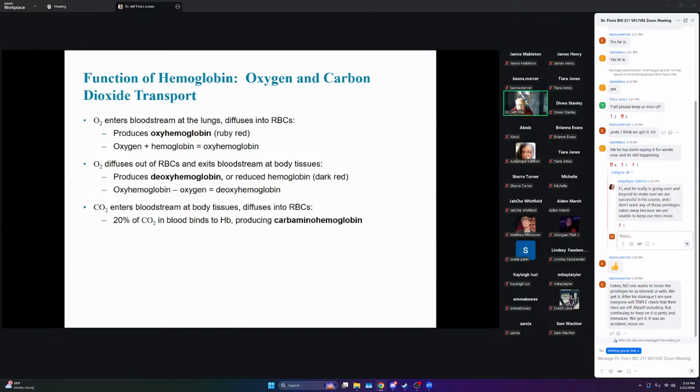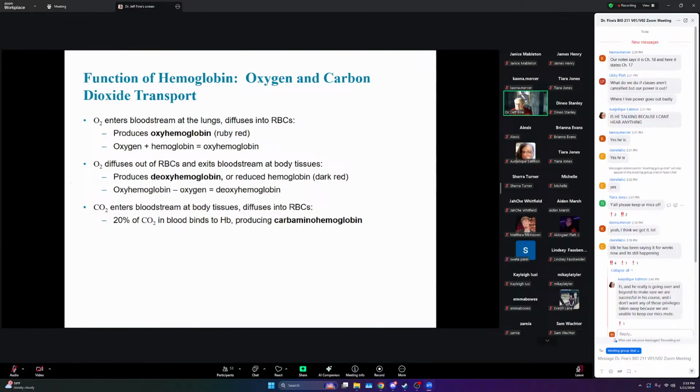Then, once carbon dioxide, waste product, jumps on, technically at that point, it changes its name to yet a third variety called carbaminohemoglobin. Okay, so it just depends what's going on with that hemoglobin and what's attached to it at the time. It either has oxygen attached and then it's oxyhemoglobin. If it has nothing attached for that brief moment, it's deoxyhemoglobin. And then once carbon dioxide is attached, then it's carbaminohemoglobin.